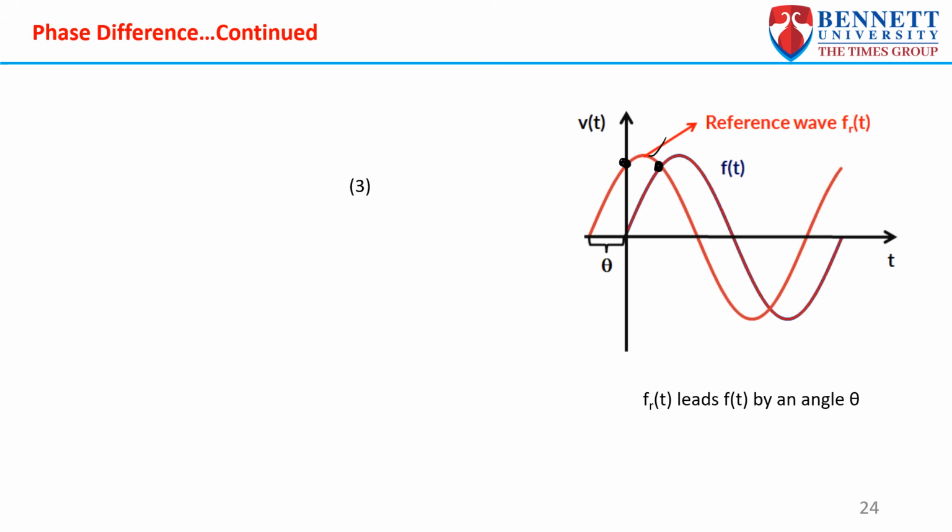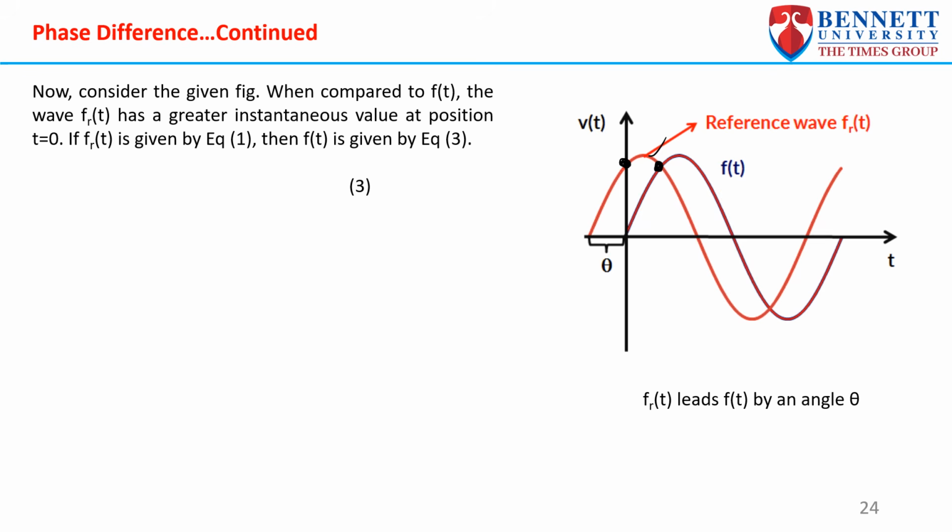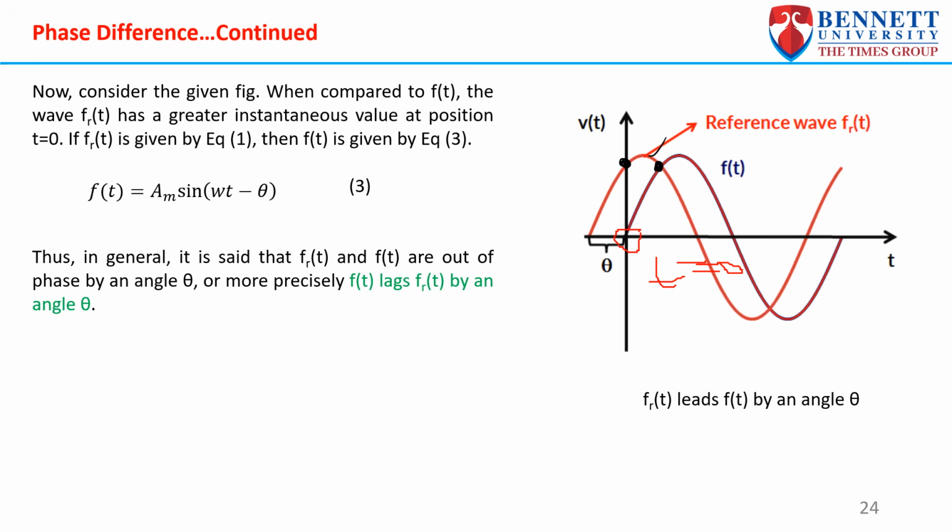Similarly, if I reverse the situation, you have a signal f of t which at t equal to 0 is equal to 0, but f_R of t has some value. So your f of t is A_m sin(omega t minus theta). So in general you can say that f_R of t leads f of t by an angle theta, or they are out of phase by angle theta, or that f of t lags f_R of t by an angle theta. This is the concept of phase difference, which you can see by looking at the waveform. You can check whether they are leading or lagging the other waveform.